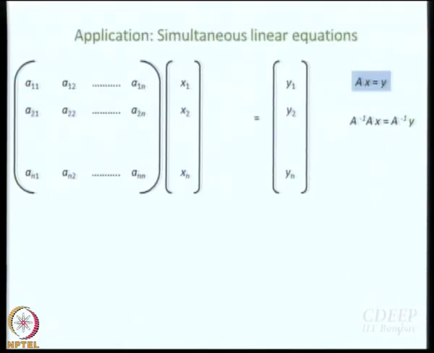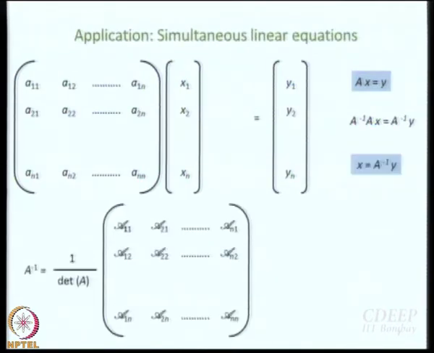Fine. So now, Ax equal to y: if you left multiply both sides by A inverse, what will happen? On the left hand side, you will get E, the unit matrix, and you get x equal to A inverse y. That is how you work it out, and we already know what A inverse is.